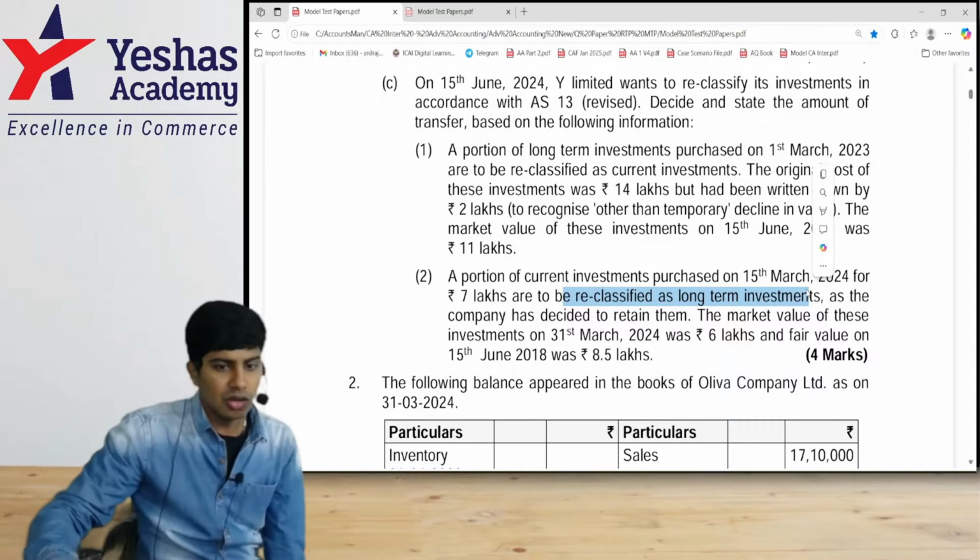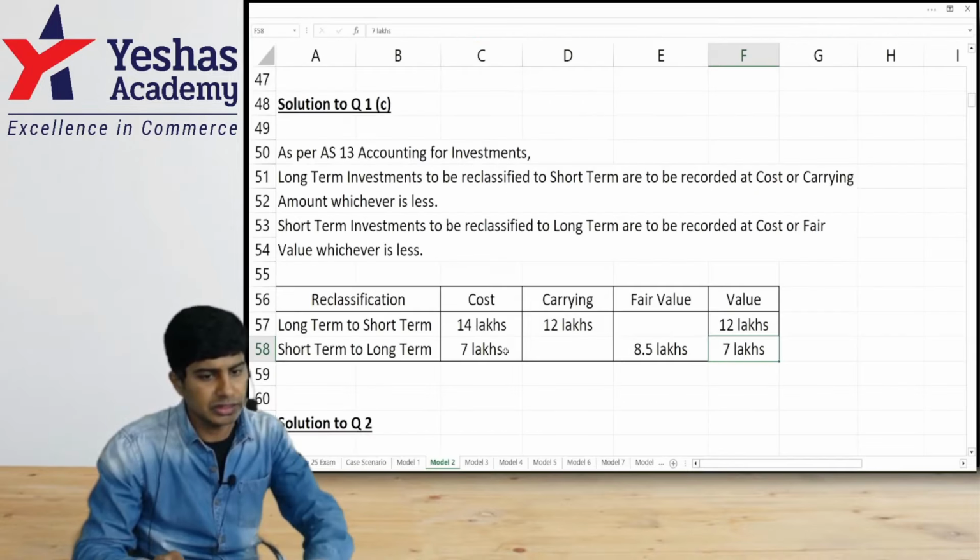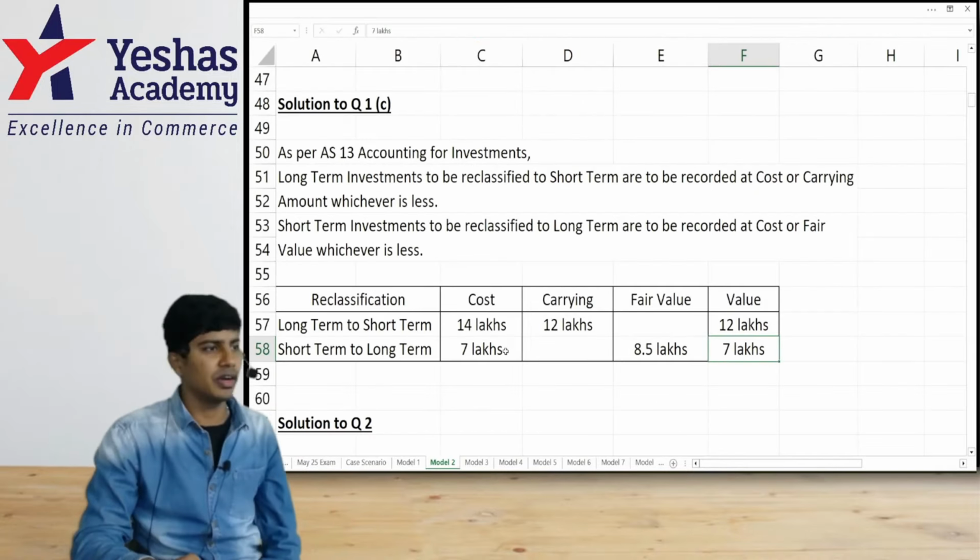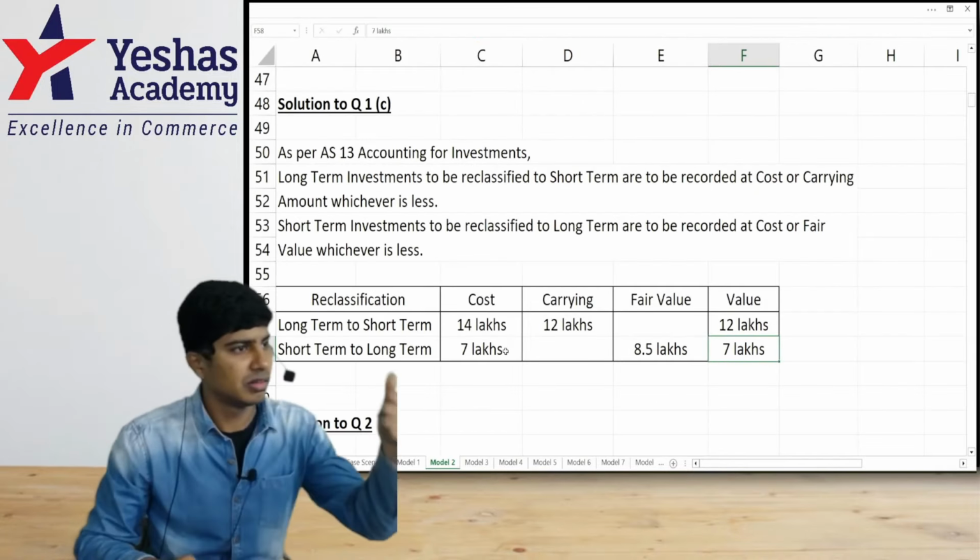What is it told? As the company has decided, the market value of investment is 6. Fair value is 8.5. What do we take? Yeah, whatever they tell is a fair value. Cost is 7 lakhs. Am I right? Carrying amount is not given. Fair value is 8.5. Which one do we take? Yeah, 7 lakhs. Which will record it? Everybody got it? Yes. This is the answer.